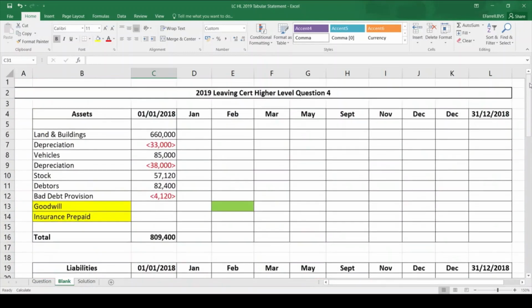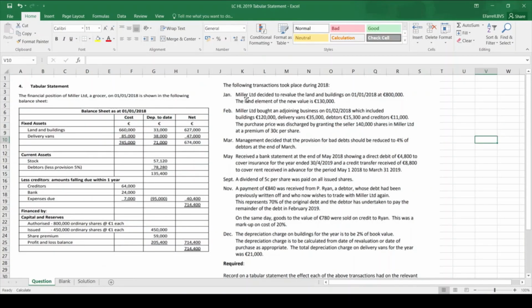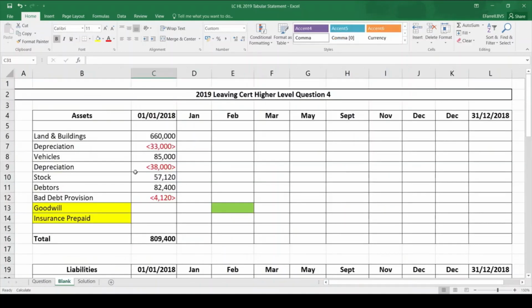Now, the first transaction is in January. If we go back to the question, it says Miller decided to revalue land and buildings at the start of the year at 800,000. The land element is 130, and that's only relevant later on when we come to work out the depreciation of buildings. So they revalued to 800,000. At the moment, land and buildings are 660,000. So to get to 800,000, we just need to add 140,000.